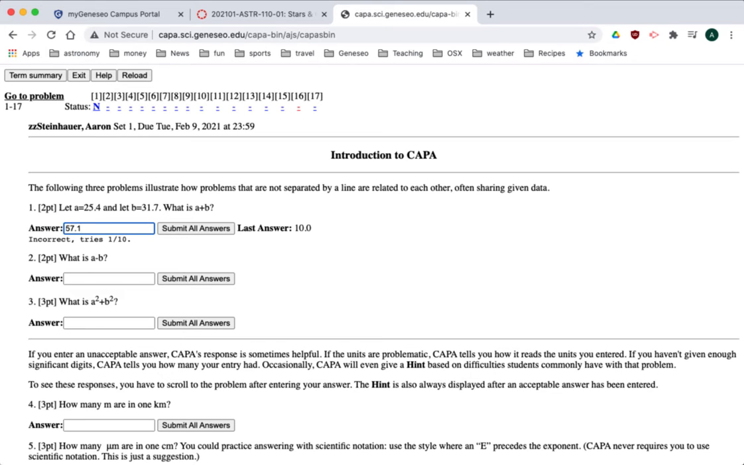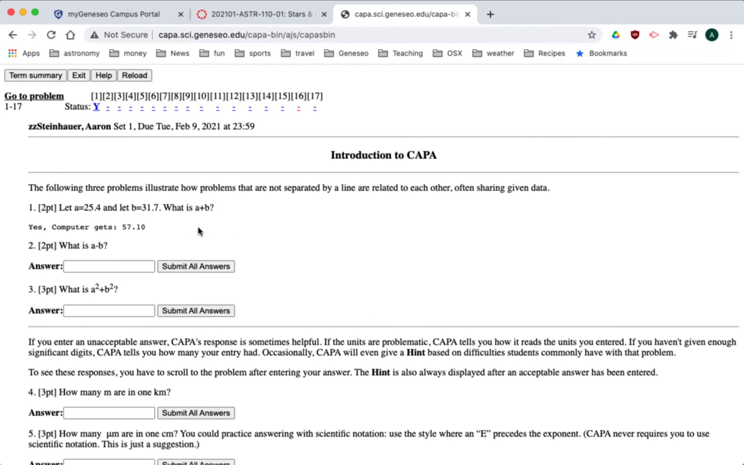You can do this on a calculator if you want to. Hopefully I got that right. I'm going to click submit, and yes, that was in fact what the computer got, 57.1, and it's now giving me a Y here. And I am now done with that problem. You can no longer, you have gotten credit for this problem.